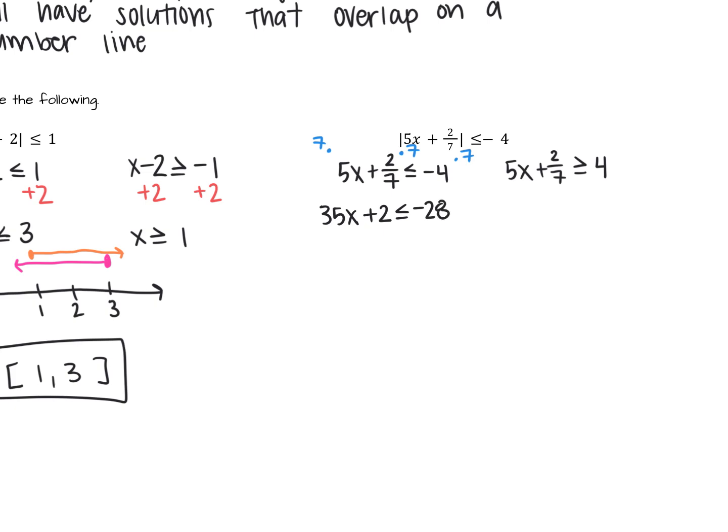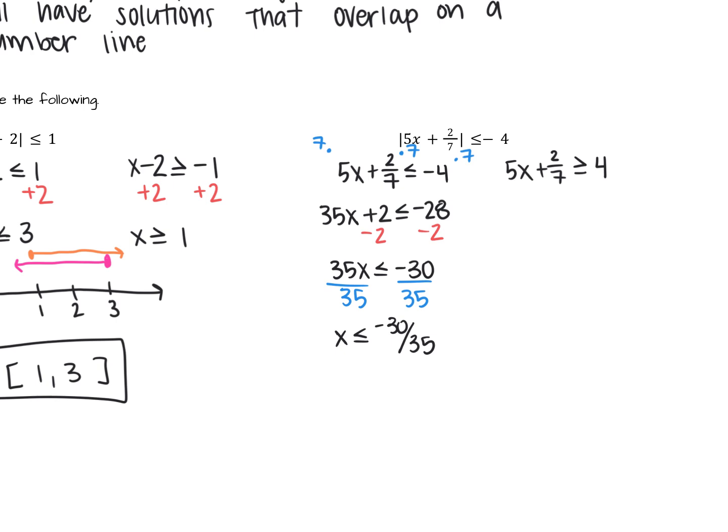Now I'm going to solve my inequality. Subtract 2, so we get 35x less than or equal to negative 30. Then we're going to divide both sides by 35, and we get x is less than or equal to negative 30 over 35. I'm going to leave it as a fraction and I'll explain why in a little bit.